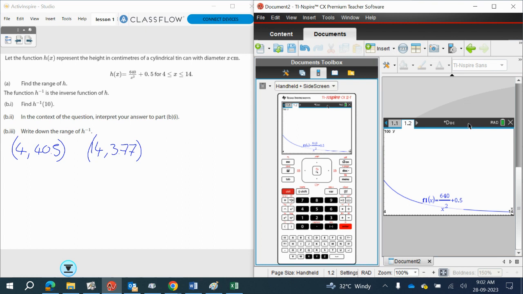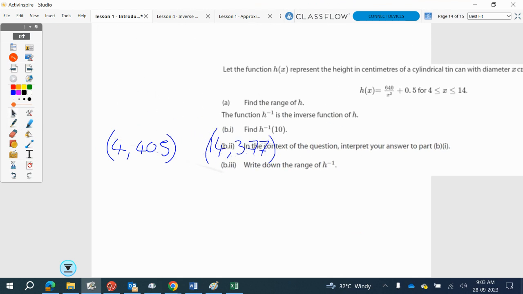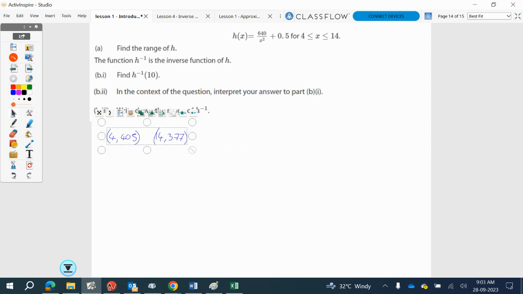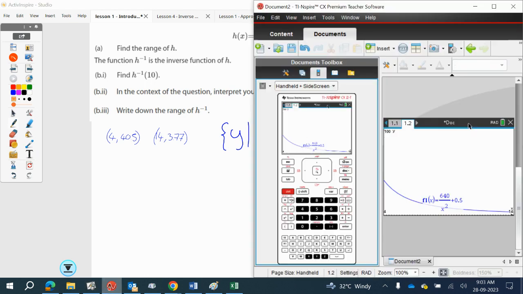So what is the range of the function? It asks us to find the range. So the range is y. What is the smallest y value? 3.77. Notice these points are both included. So we include 40.5. So what looked difficult, once we saw the shape of the graph in this section, wasn't that hard, was it?